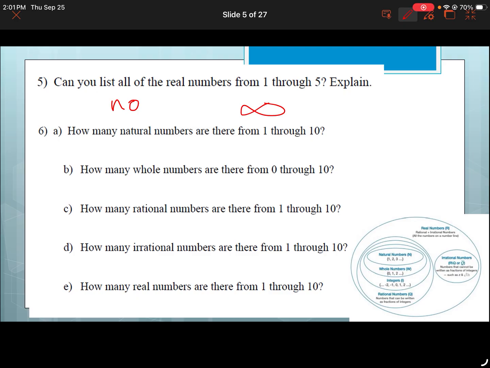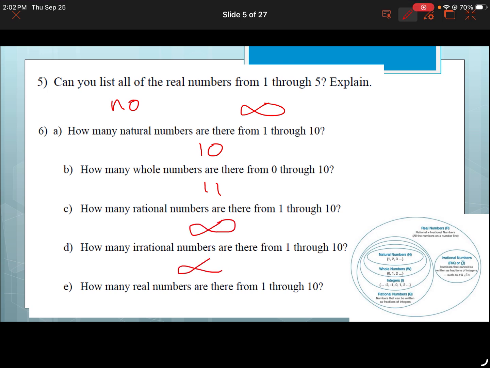And then we look at this. It says, how many natural numbers are there from 1 to 10? Well, natural numbers, that's fine. From 1 through 10, that's 1, 2, 3, 4, 5, 6, 7, 8, 9, 10. There's 10 numbers there, right? And then how many whole numbers are there from 0 to 10? That's 11, because remember, whole numbers are basically natural numbers plus 0. How many rational numbers are there? Again, rational numbers are all the decimals that can be written as fractions, so that's infinite. How many irrational numbers?